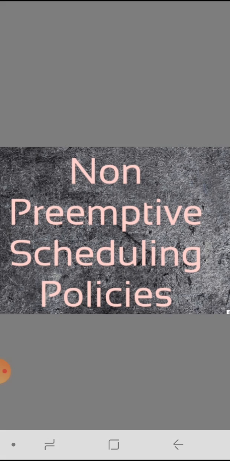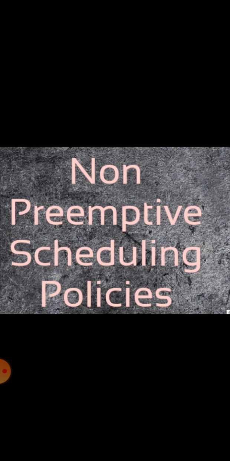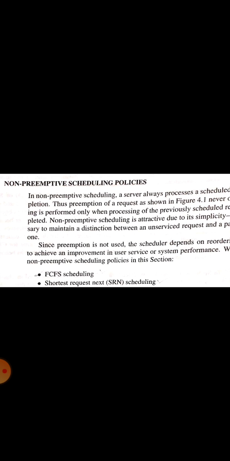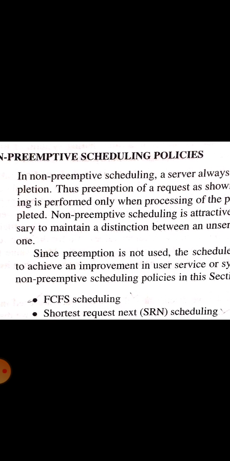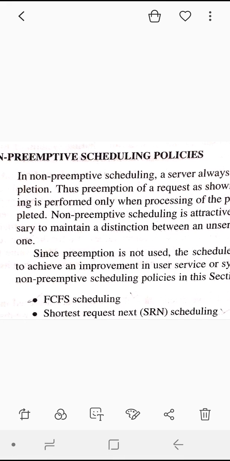If you take non-preemptive scheduling, here the server always processes a scheduled request until it gets completed. So here scheduling is performed only when the previously scheduled request gets completed. When we take this non-preemptive scheduling, there are two kinds. One is first come first served scheduling, and the next we have shortest request next scheduling. Let's discuss both of these in this session.